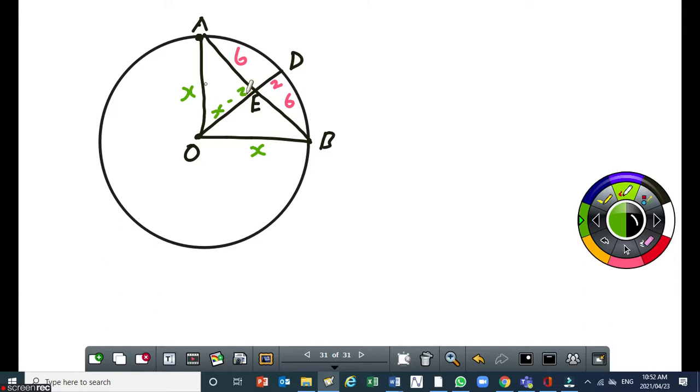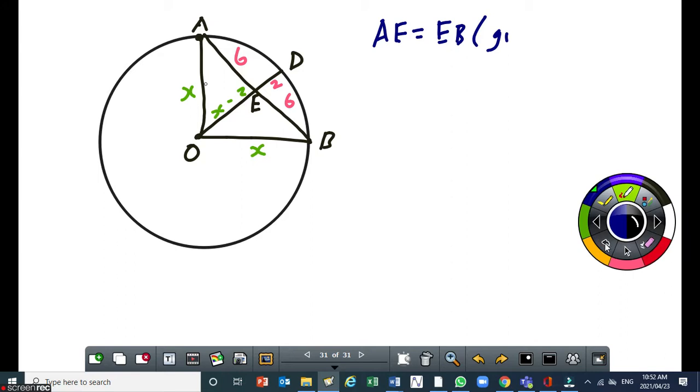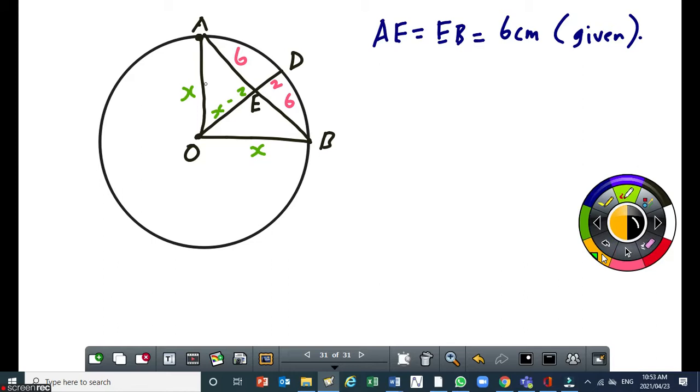I'll do it this way. First, I'll write that AE is equal to EB. And this is given. I can write the dimensions if I want to. So that would be 6. Okay, based on the question, that will be 6 centimeters. So this is given. Okay? Then, I'll also say, now, since we don't have a 90 degree angle here, my suggestion is to use the converse of theorem 1, line from center to midpoint of chord.